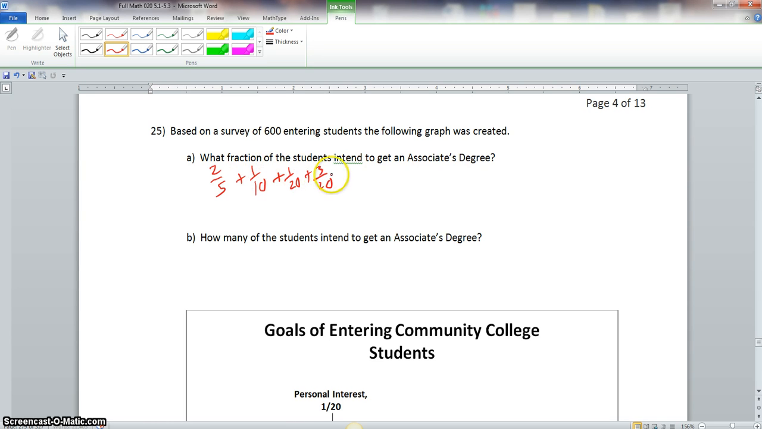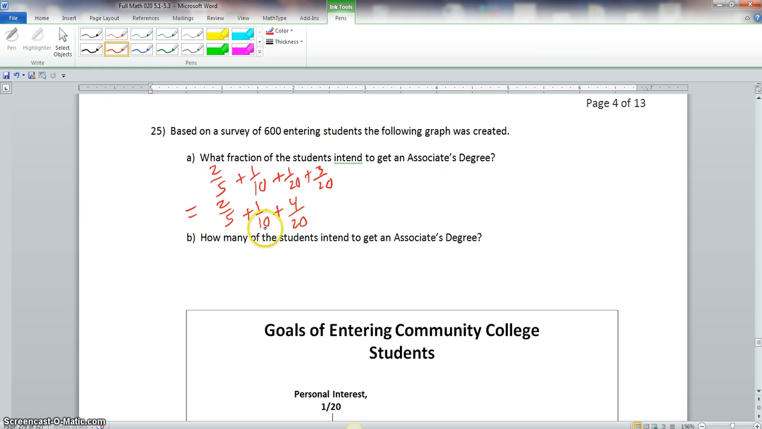Okay, now they said what fraction of the students intend to get an associate's degree. So we would add up all of the people that are seeking the associate's degree, not the personal interest and not the certificate. So what we could do here is this here. Since this is all addition, let's take a look here. We have some like terms here with these 20s. So we could go ahead and combine that. So we had 2/5 plus 1/10 plus this would give us 4 over 20.